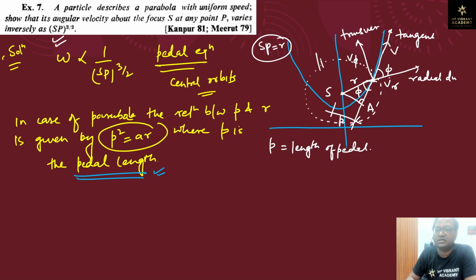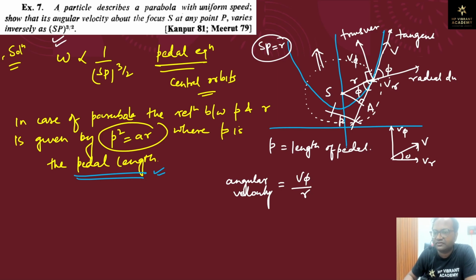Okay, so if we look into this circle, the velocity perpendicular to r will be v phi. So the angular velocity will be v phi upon small r. Okay, and we have the velocity as this. So v is the velocity along the tangential direction. Along the radial direction we have vr, and along the transverse direction we have v phi.